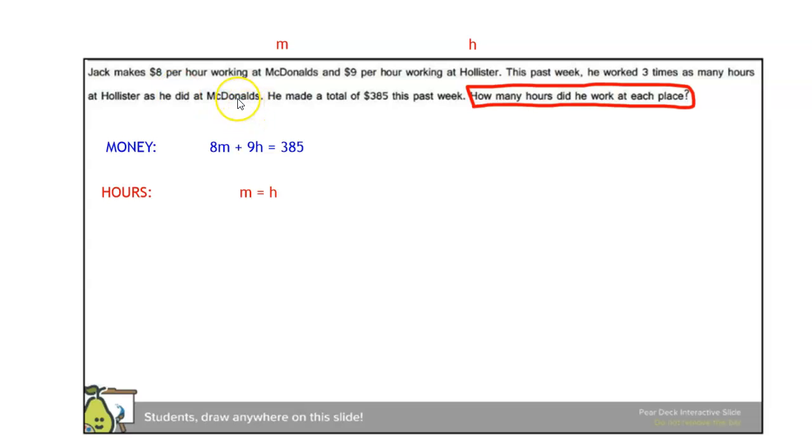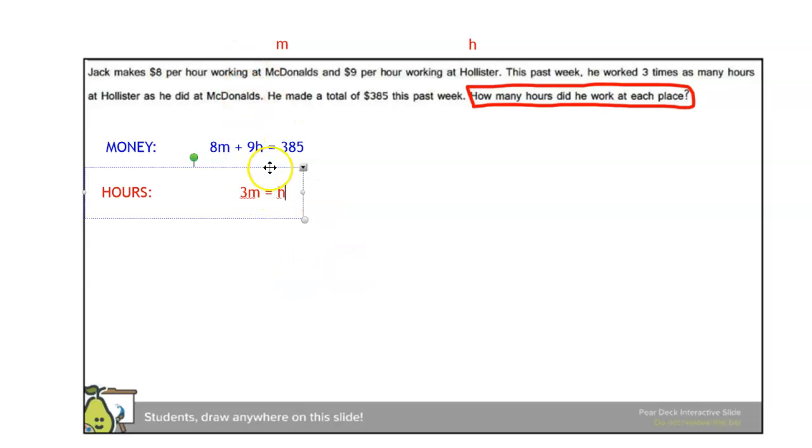If he worked 1 hour at McDonald's, how much did he work at Hollister? Well, 1 hour at McDonald's. He worked 3 times as many hours at Hollister, so 1 at McDonald's means 3 at Hollister, right? If he worked 10 hours at McDonald's, he worked 3 times as many hours at Hollister, so 10 at McDonald's means 30 at Hollister. Which means, if I were to set these two things equal to each other, whatever the McDonald's hours are, I would have to multiply them by 3 in order to equal the Hollister's, right? If there's 1 at McDonald's, there's 3 at Hollister's. So for every 1 at McDonald's, there has to be 3 of them to be equal to the Hollister's.